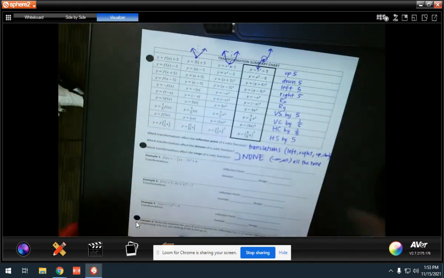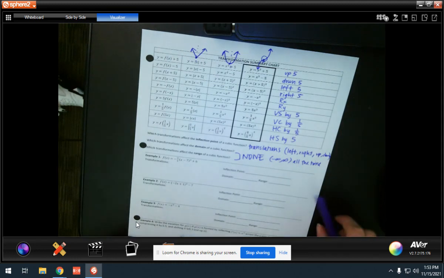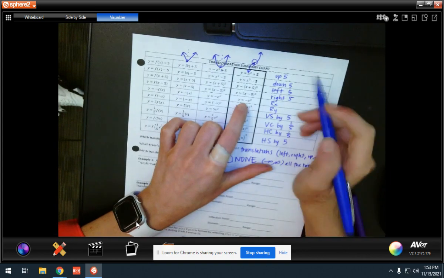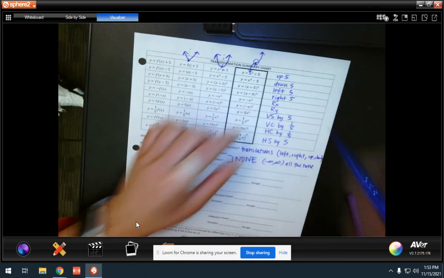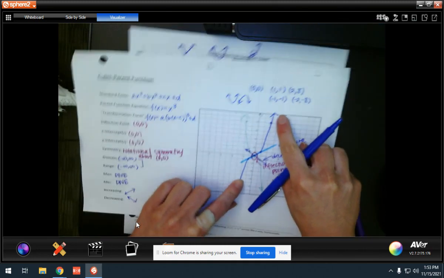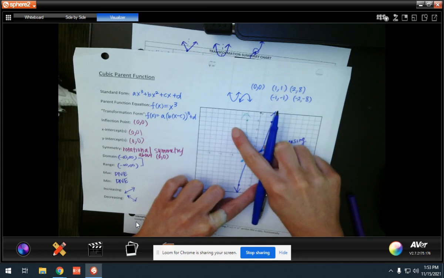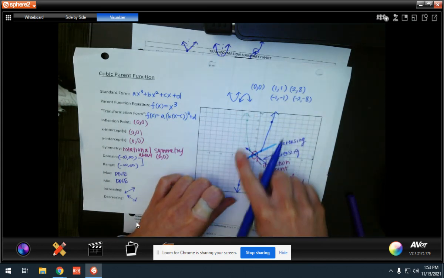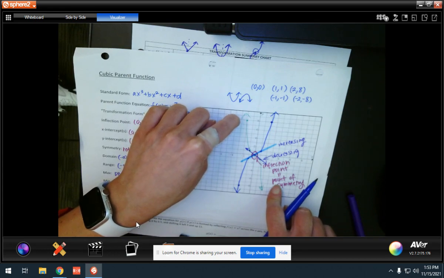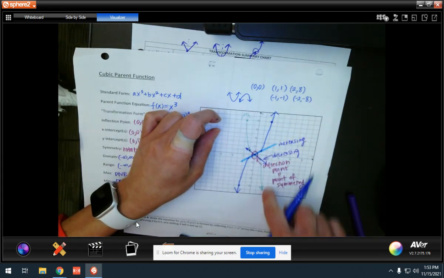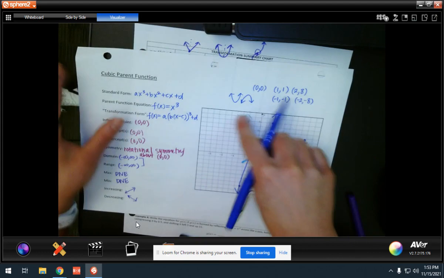One thing I do want to mention is that a reflection across the x-axis and a reflection across the y-axis result in the exact same graph. Okay, if I take this parent function, this blue function, and reflect it across the y-axis, it's this decreasing backwards s. If I flip it downward across the x-axis, it's still this green backwards s.